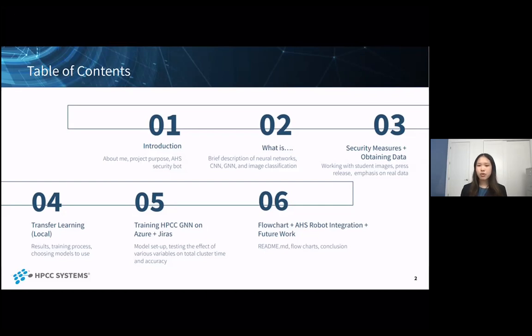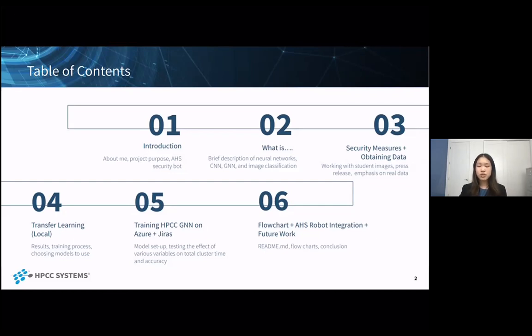Next, we'll get into the portion of the project that was done in the local environment using transfer learning TensorFlow models on Jupyter Notebook. In this section, there was quite a bit of trial and error when evaluating various models to ultimately select the one with optimum training speed and accuracy. And essentially, these findings will allow future users of the HPCC Systems GNN bundle to automatically test their dataset on the quickest and most successful model.